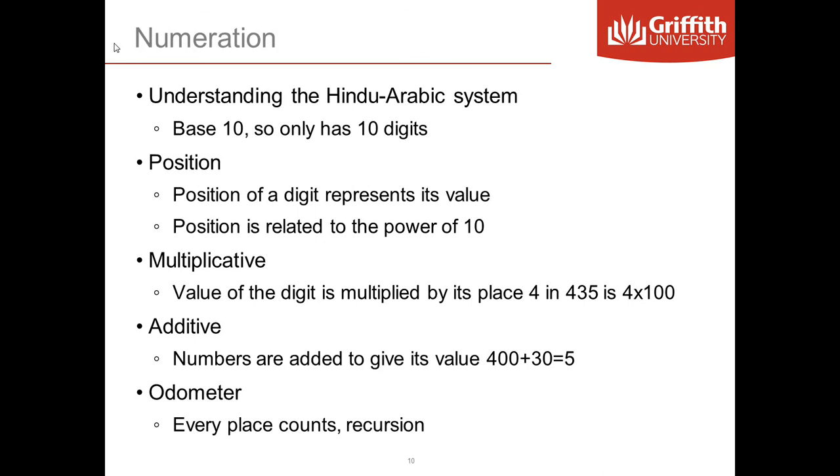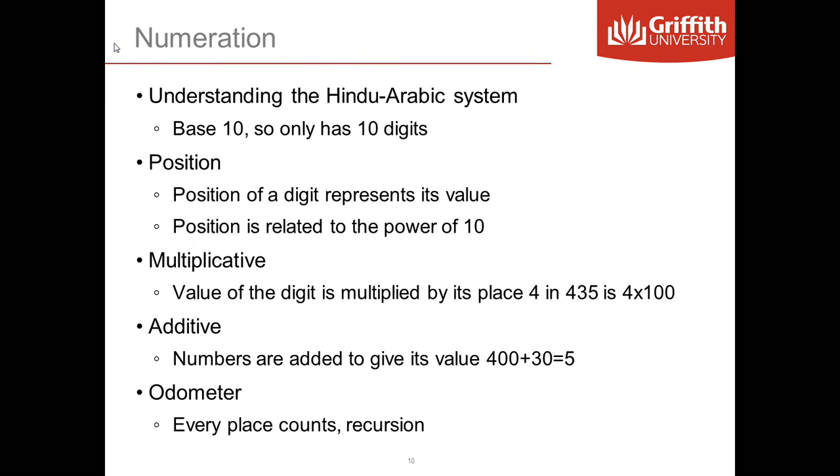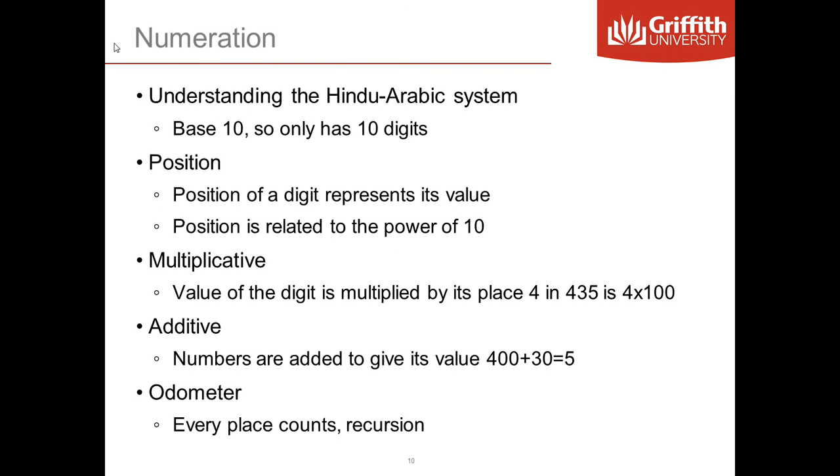So the value of the digit is actually a multiplier of where it is in the place value system. So in the number 435, the 4 is in the hundreds column, so it is multiplied by 100. The 3 is in the tens column, so it is multiplied by 10, and the 5 is in the ones column, so it is multiplied by 1. So it's a multiplicative principle of our number system.